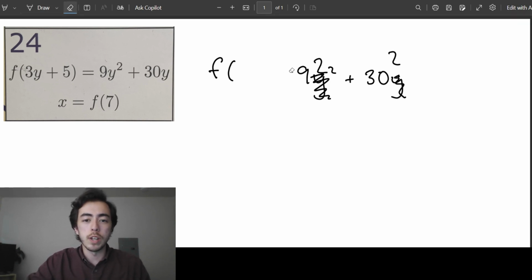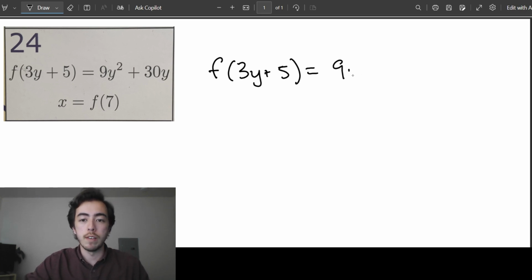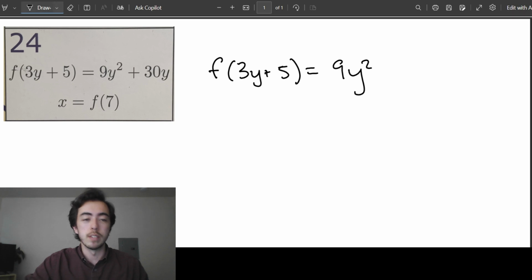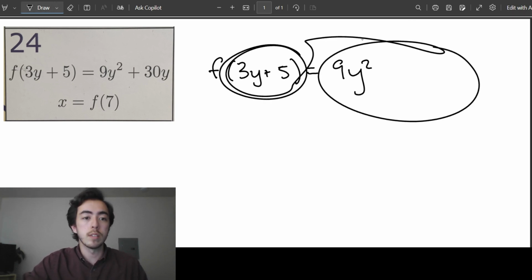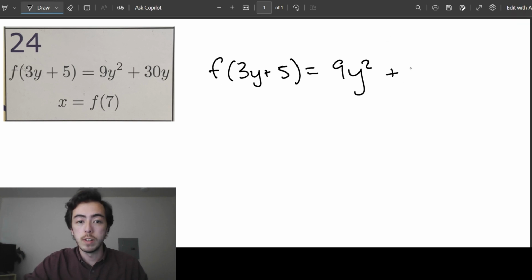So what's a little bit strange about this function is that we're inputting a whole expression here, 3y plus 5. And then in our function notation, I don't see that 3y plus 5 show up anywhere. Usually I expect this expression somewhere over here on the right, because again, usually functions tell me how to input something and apply some rules to figure out my output value. So it's a little odd here.